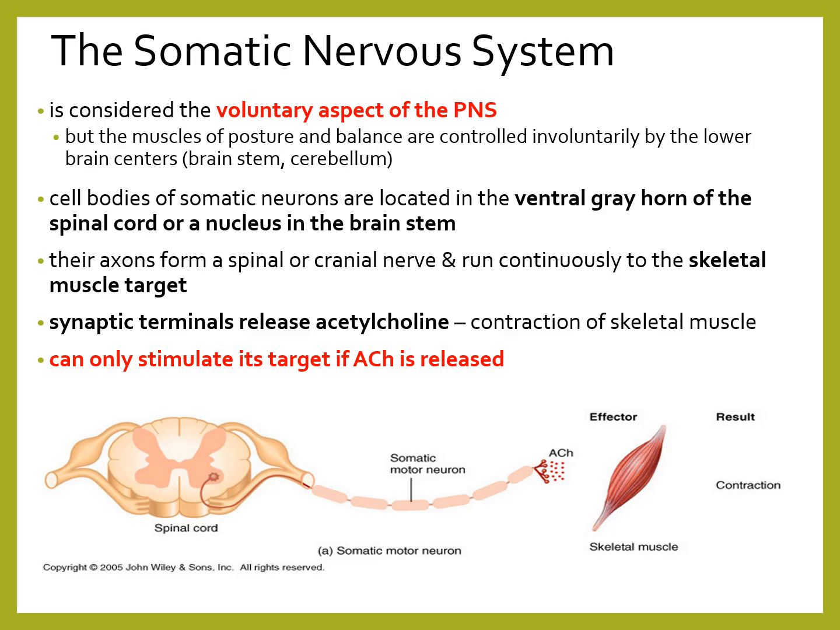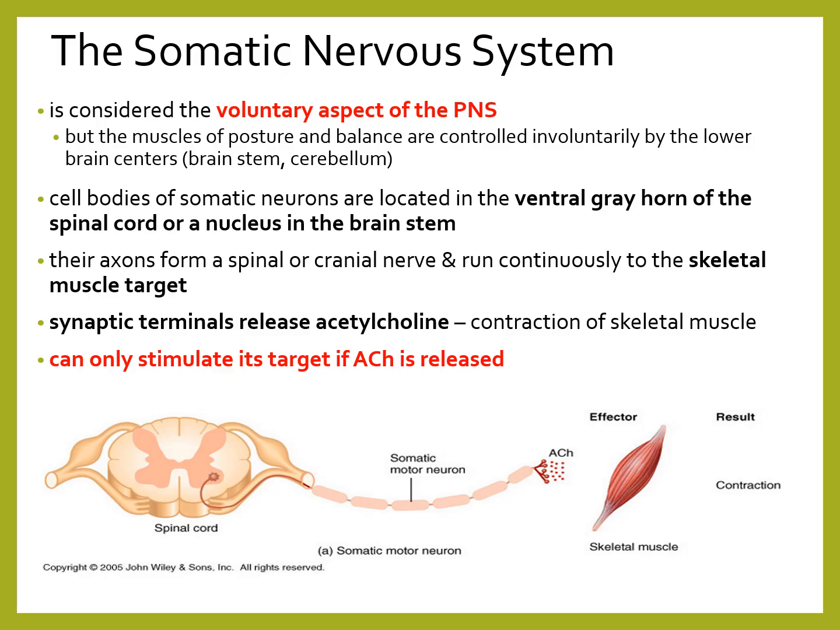The cell bodies of our somatic neurons are located in the ventral gray horn of the spinal cord, or they're located in a nucleus in the brainstem. The axons that come out of the ventral gray horn will form a spinal nerve. The axons that come out of a nucleus in the brainstem form a cranial nerve. And these axons are myelinated, and they run continuously to a specific skeletal muscle target. Once they get to the target, their synaptic terminals will release acetylcholine, and the acetylcholine will bind to that skeletal muscle and result in its contraction.